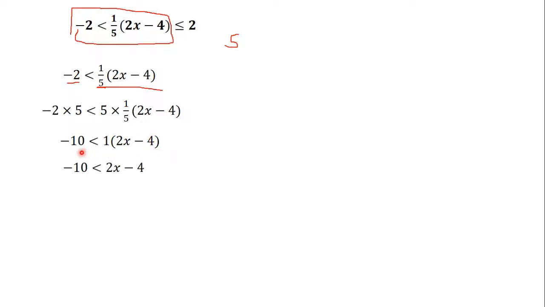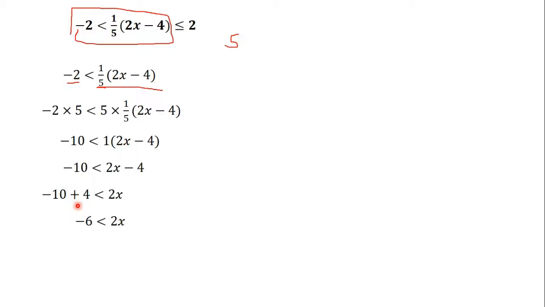So here we open the bracket. Minus 10 is less than 1 times 2x, which will give us 2x. 1 times minus 4 will give us minus 4. We group like terms and we simplify. 2x is already here, so I'm not going to send it over there. I'm going to take 4 from this side and send it over there. So I have minus 10 here. Because 4 is negative here, when it crosses to this side, it becomes positive. So I'm going to have minus 10 plus 4, which will give us minus 6.